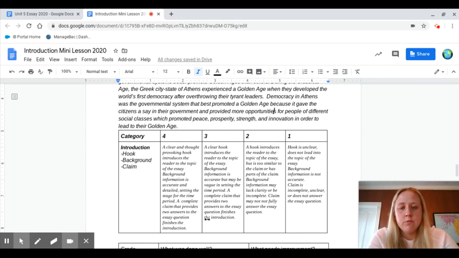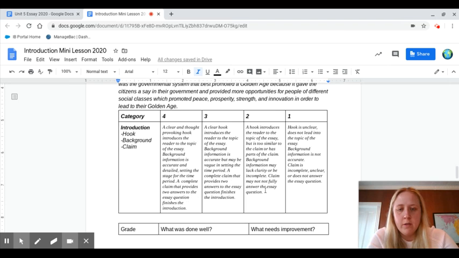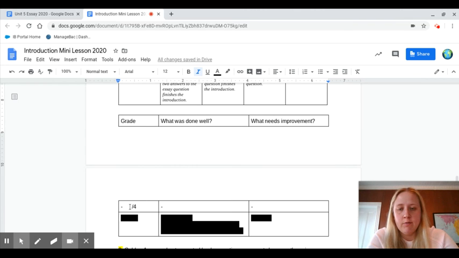So looking at this rubric, deciding, is it a 4, a 3, a 2, or a 1? Does it lack clarity? Is it incomplete? Is it accurate, or does it really have the information it needs here? And then why did you give it that grade, right? So put in your grade, what was done well, what needs improvement. So take a minute to pause and do that.